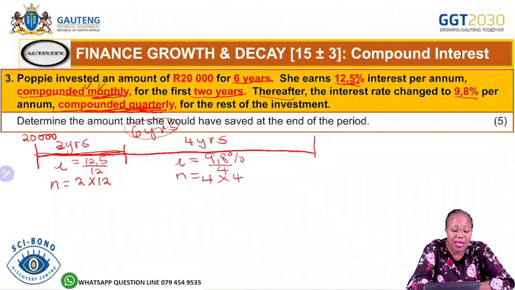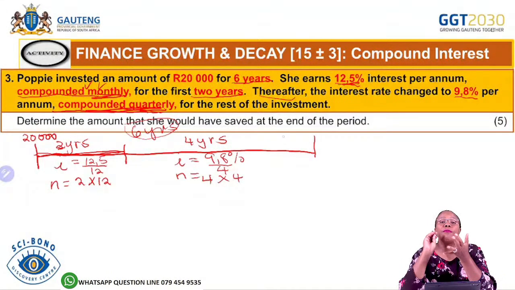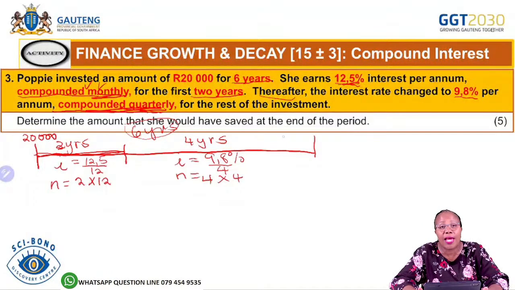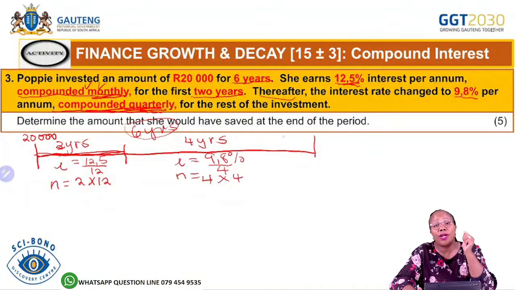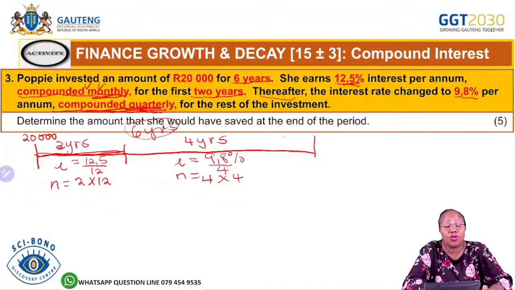And then now determine the amount that she would have saved at the end of the period. The minute they say she is saving a certain amount, the formula will be plus. And then because it is compounded, it will be a compound interest formula. Selection of the correct formula is very important, because with an incorrect formula, it's 0, grade 12, it doesn't matter that you have substituted correctly and so forth. We look at the formula. If the formula is incorrect initially, everything goes down the drain. It will be a 0 for the whole question. So please ensure that your formula is correctly selected.